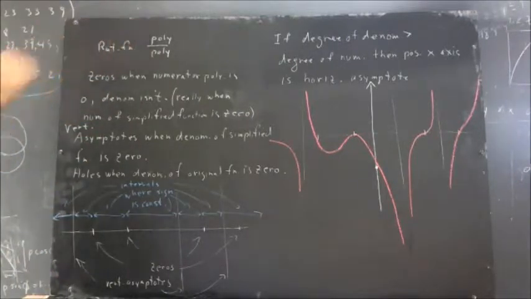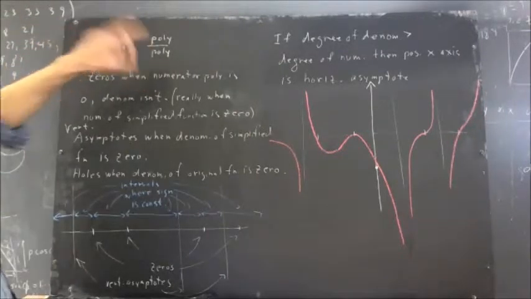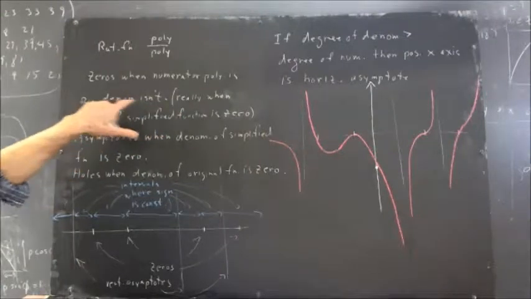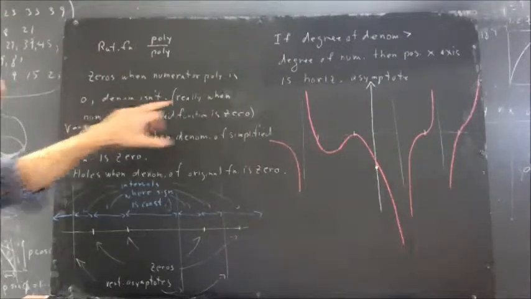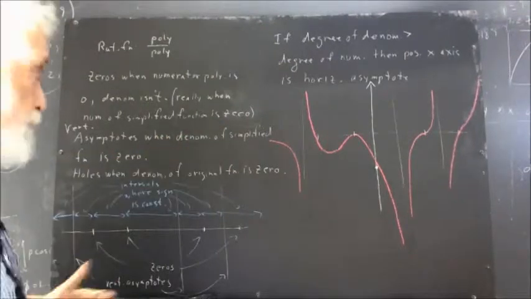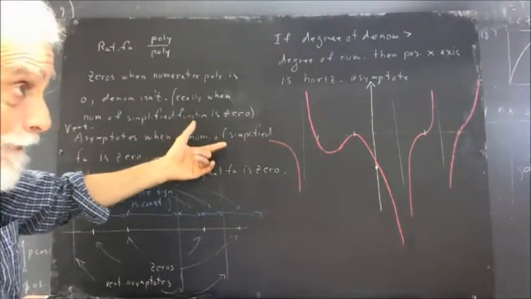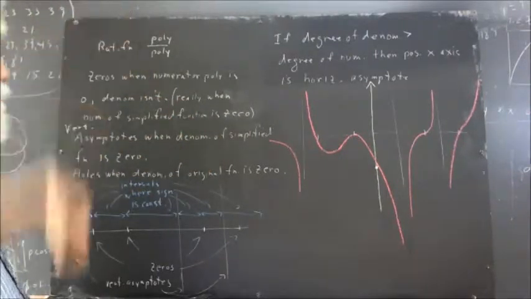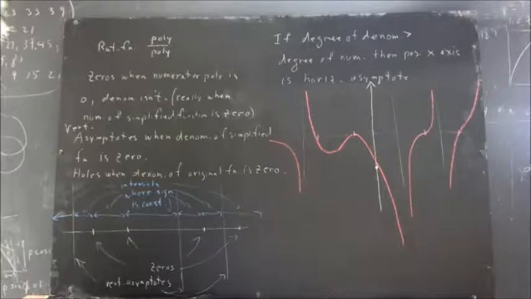So you want to keep that in mind, but other than that, the zeros will occur only when the numerator polynomial is 0, the denominator isn't. Those can occur at zeros of the simplified function, but if there's a 0 of the simplified function at which the original function was undefined, then you have an undefined point for that function, and not a 0.